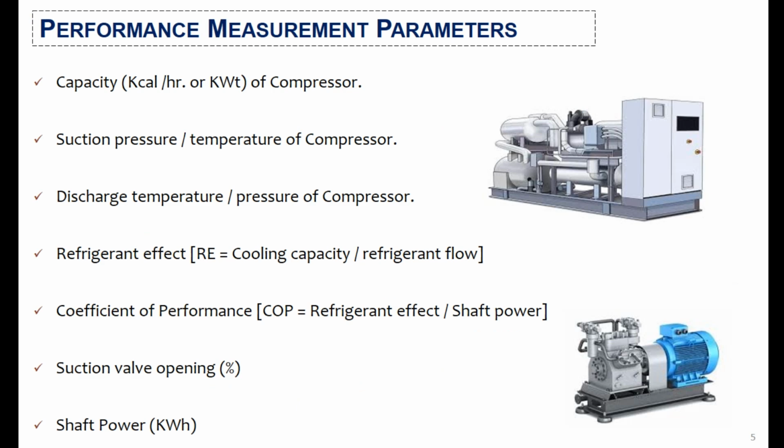The performance measurement parameters of any compressor are the capacity of the compressor, its suction pressure or temperature at the saturation level of the compressor. Second, the discharge temperature or the saturation pressure corresponding to that temperature. Refrigerant effect, which is the ratio of cooling capacity over refrigerant flow. Coefficient of performance, also called COP, which is equal to refrigerant effect over shaft power, suction valve opening of a compressor, and the shaft power consumed by the compressor.